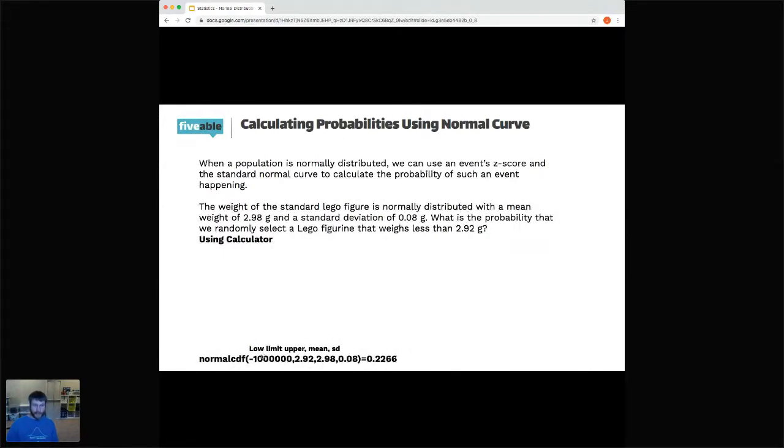So if you're writing it out to show your work, you're going to go into your calculator and select NormalCDF, and you have a lower limit, an upper limit, a mean, and a standard deviation. Those are the 4 parameters that you want to enter into your calculator.